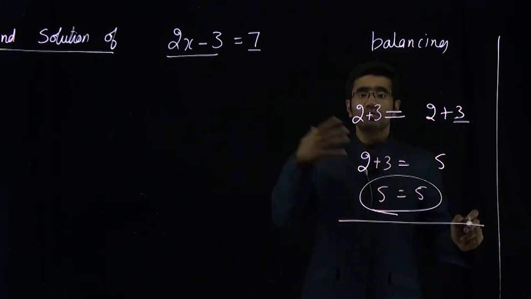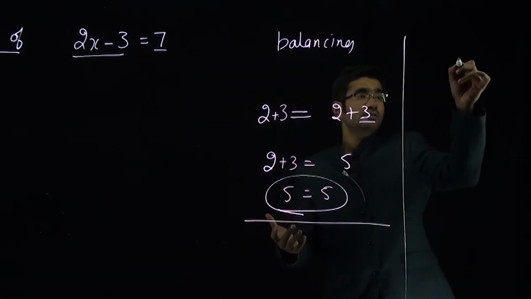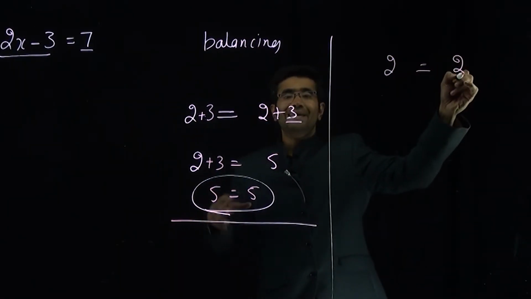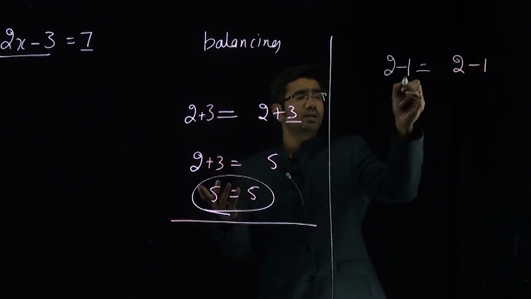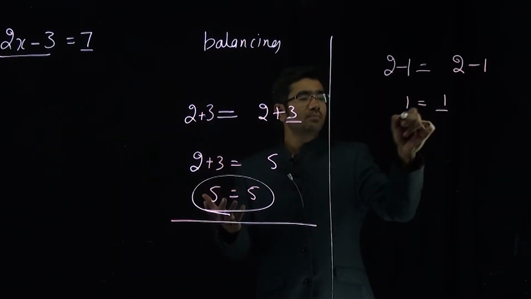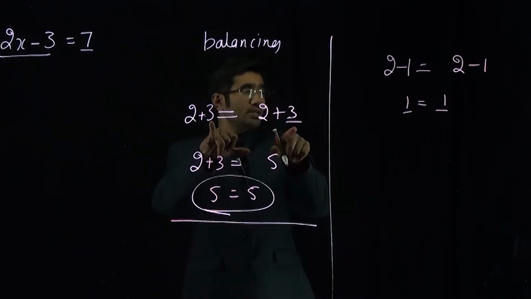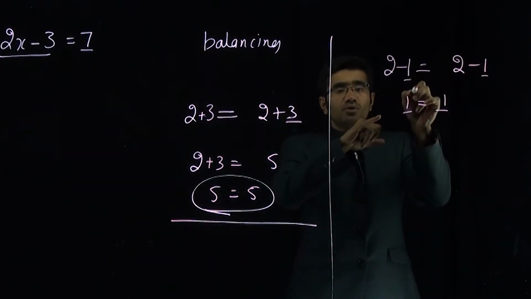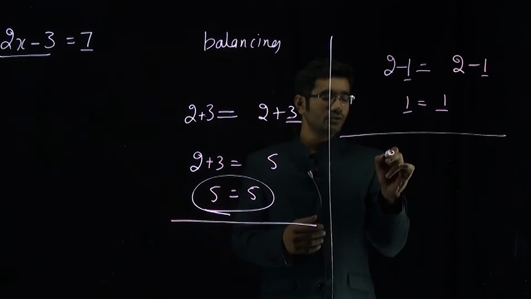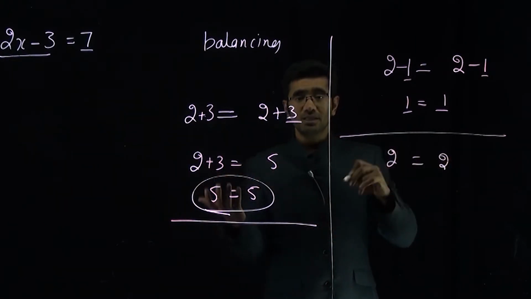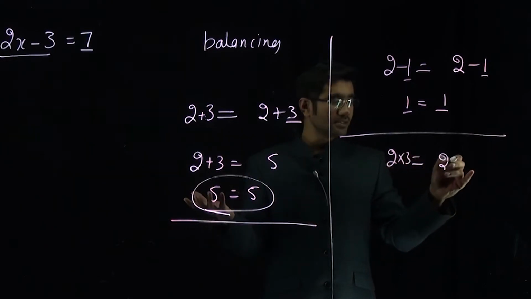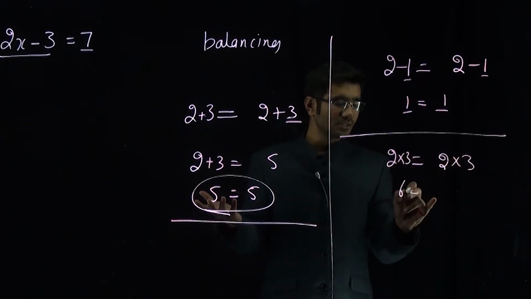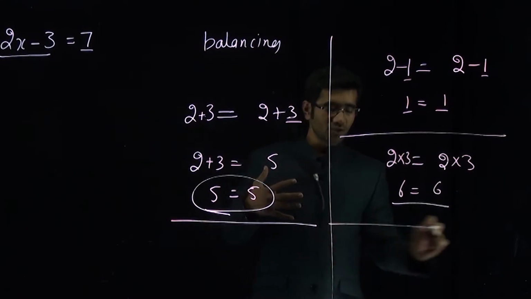So how many possible ways can I do? For example, if I take 2 is equal to 2, that makes sense. Can I subtract from both sides? Let's say minus 1 and minus 1. That becomes 2 minus 1 is 1, 2 minus 1 is 1. It means I can add the same number on both sides. I can subtract the same number on both sides. Also, if you have 2 is equal to 2, can I multiply the same number on both sides? Let's check. If I multiply by 3 on the left hand side and 3 on the right hand side, that becomes 6 is equal to 6.